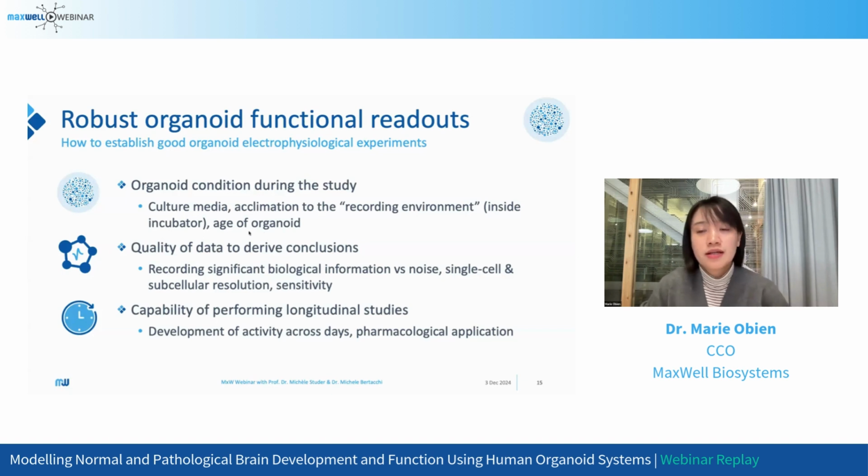Additionally, we want to make sure that the quality of data to derive conclusions is really high, meaning that we can actually identify that the information that we are getting is real biological information and not just noise, that we have access to single cell information, but also subcellular in case it's useful. And this is made possible by our sensitive readouts. And finally, to also allow different types of experiments, including longitudinal studies, like development of activity across multiple days, and also allowing pharmacological application in case this is needed by the study.